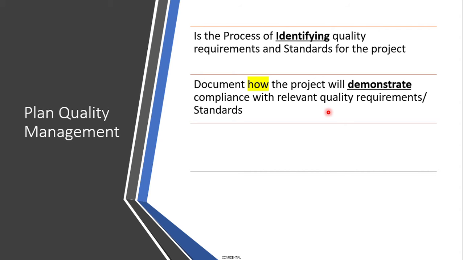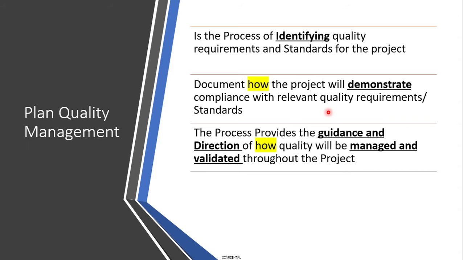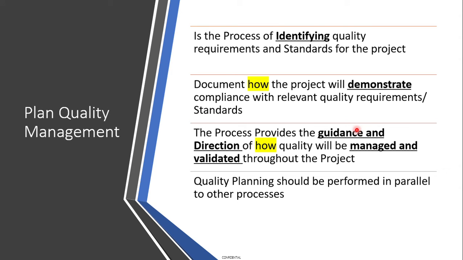So from the plan management, you try to plan out how you can achieve the quality required. The plan will provide you the guidance and direction on how the quality will be managed, and how it can be validated and monitored throughout the project. The quality planning process can be done in parallel to other processes like scope and schedule.